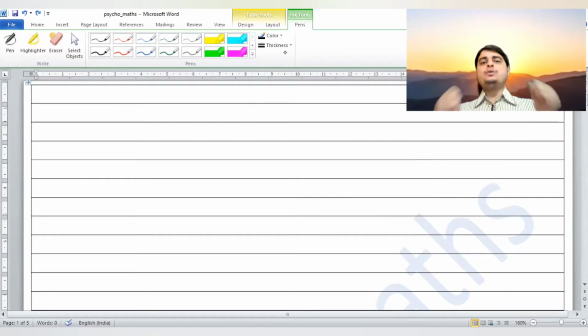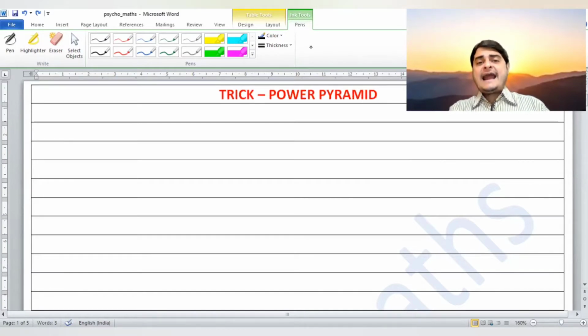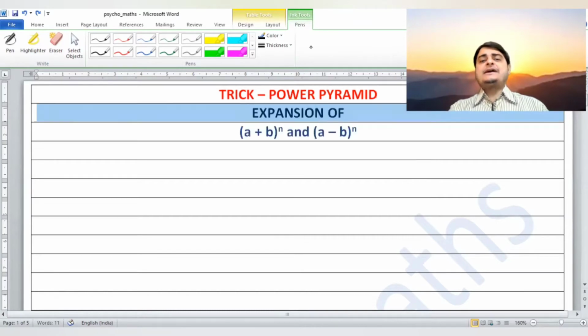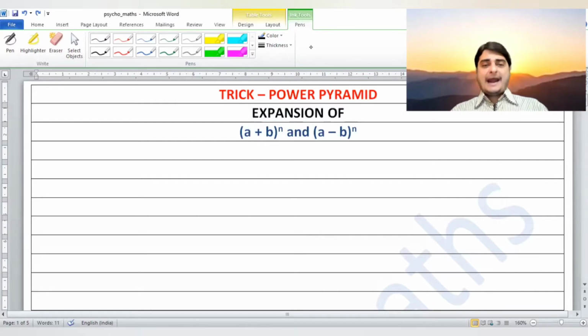In today's session, we will be learning a trick related to the power pyramid. Yes, this power pyramid trick will help you in the expansion of any power, that is, you can expand whether it is (a plus b) the whole raised to n as well as (a minus b) the whole raised to n. Now let me give you first the pattern of writing this pyramid.